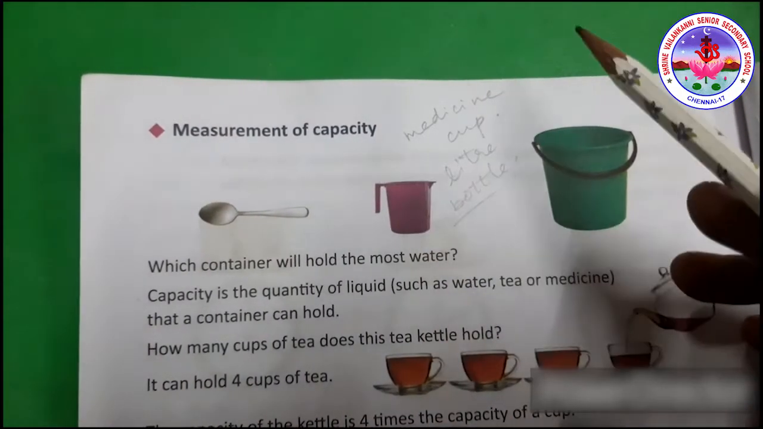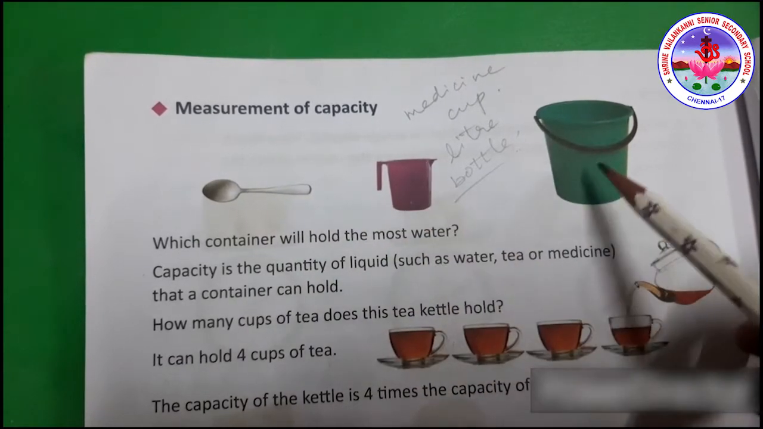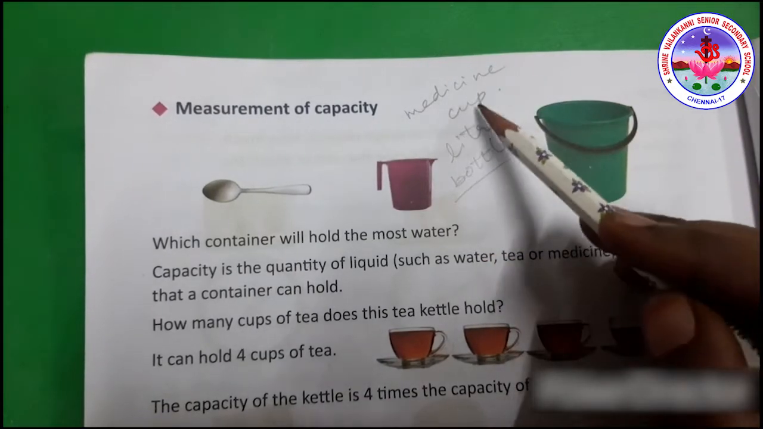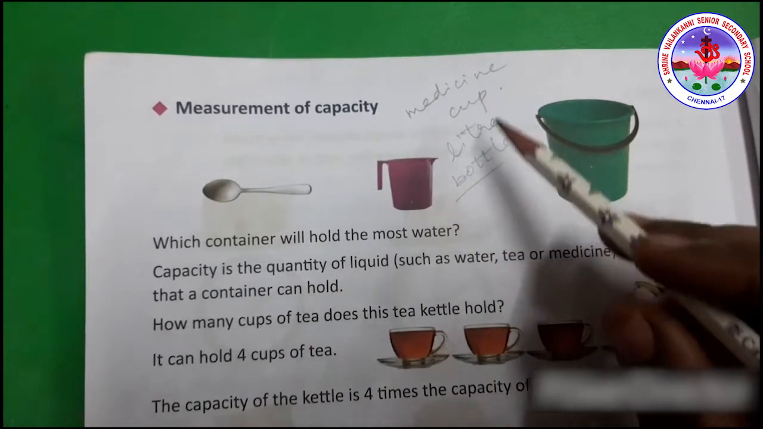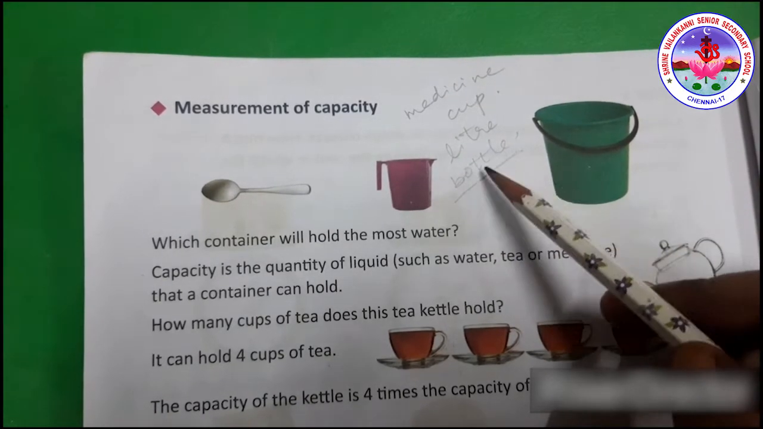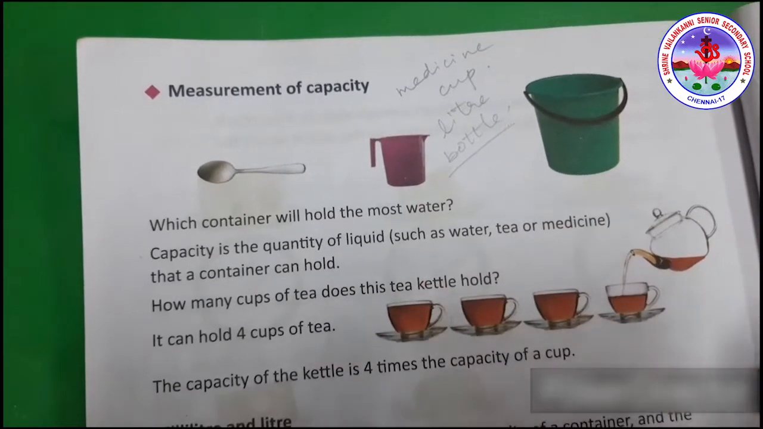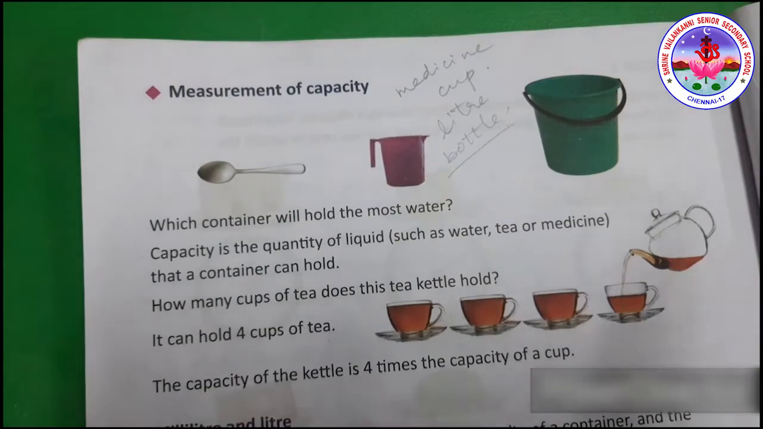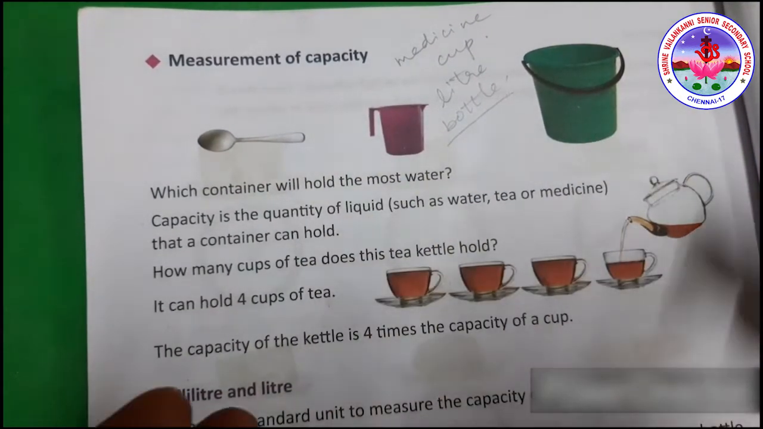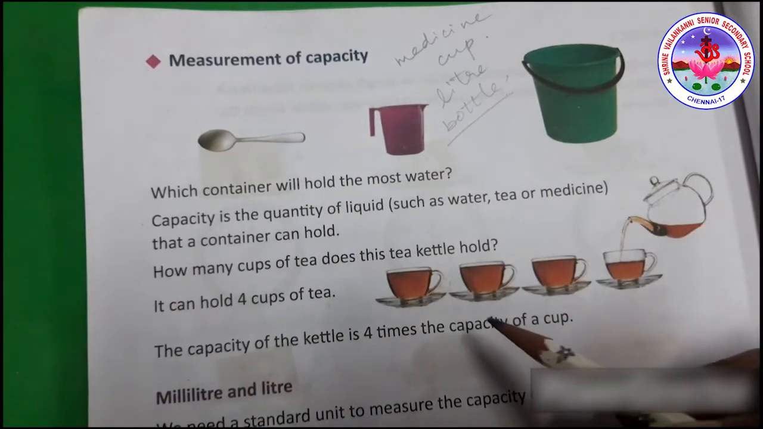Okay, measurement of capacity. See, a spoon, a mug, a bottle, a bucket. A medicine cup will be smaller in size, that is used for ml. For liter, you can choose the example of a bottle. Capacity is the quantity of liquid a container can hold. We saw the capacity of an object: as the size gets bigger, the capacity also is more.